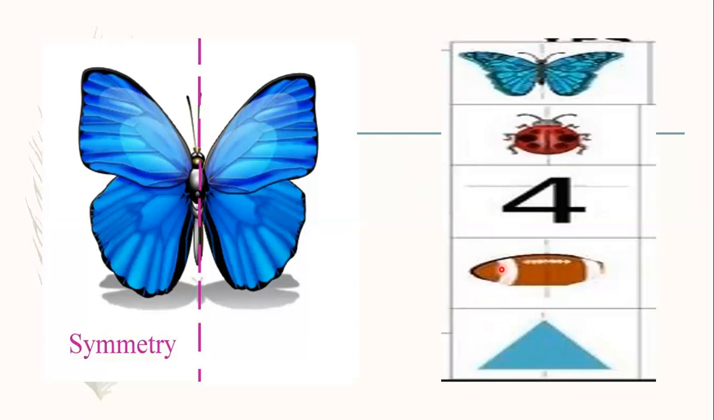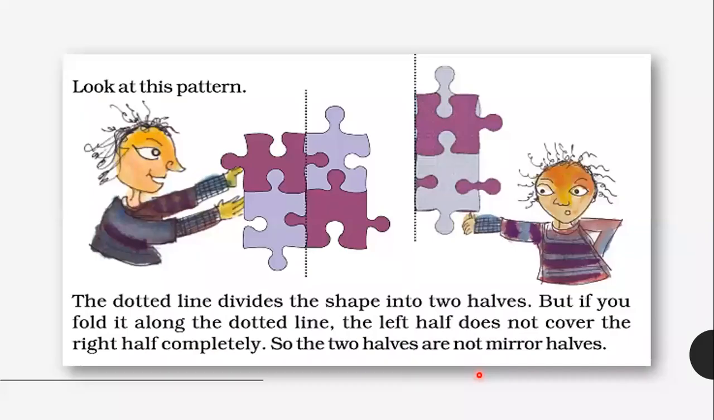Okay, now I am going to show an example from the textbook. See, here you can see a pattern, and along the middle of the pattern a vertical line is shown. The dotted line is there. This dotted line divides the shape into two halves. But if you fold this figure along this dotted line, we are going to get a figure like this. See here, the pointer is moving along the figure.